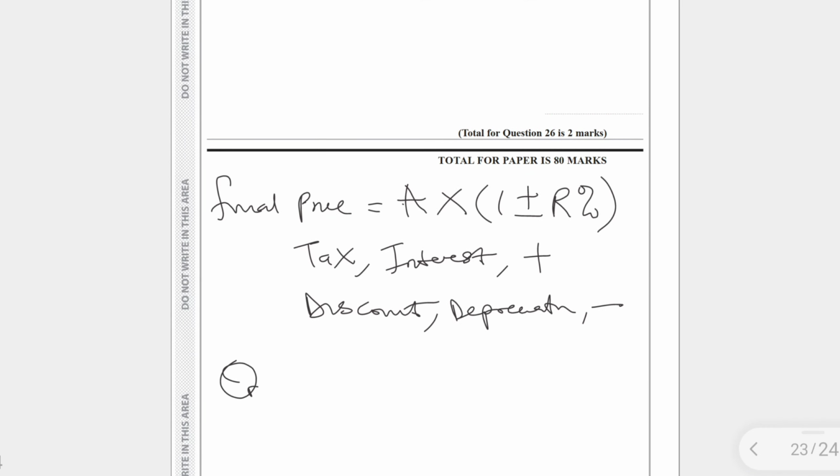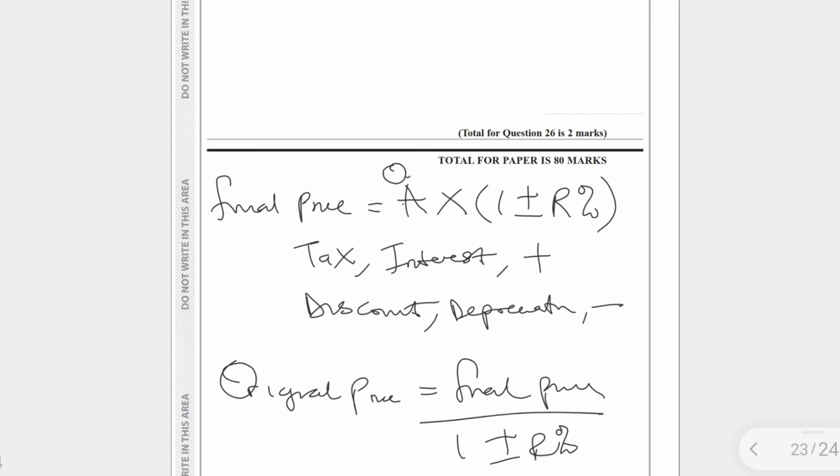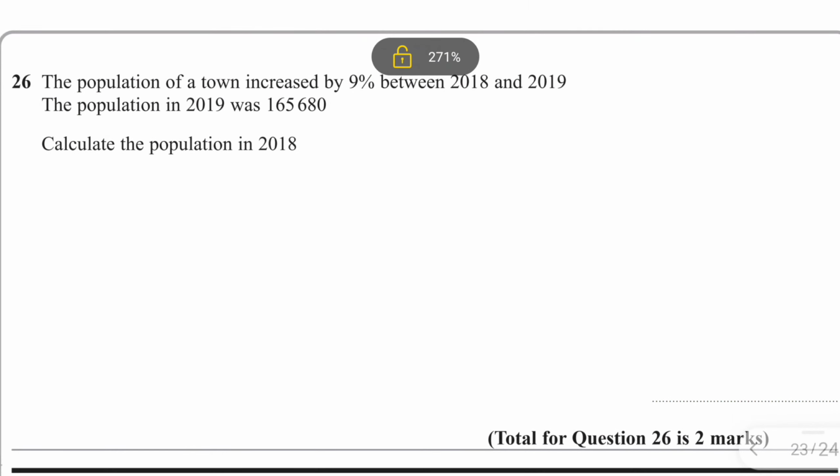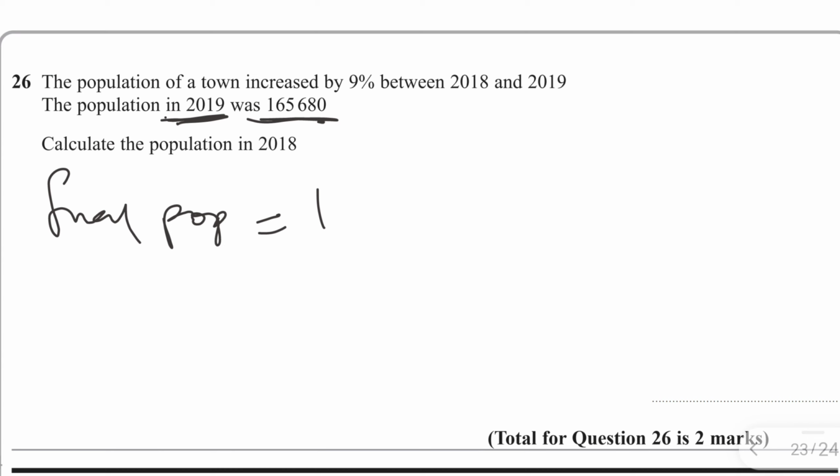And the original price, in this case, our A is our original price. Let me write it as O. So our original price is just the opposite of that, which is our final price divided by 1 plus or minus the rate in percentage. Now, if that is the case, we are given that the population in 2019 was this amount. So there's no doubt that means the final population is 165,680. And we were told that this is an increment of 9%. So that means that is plus.